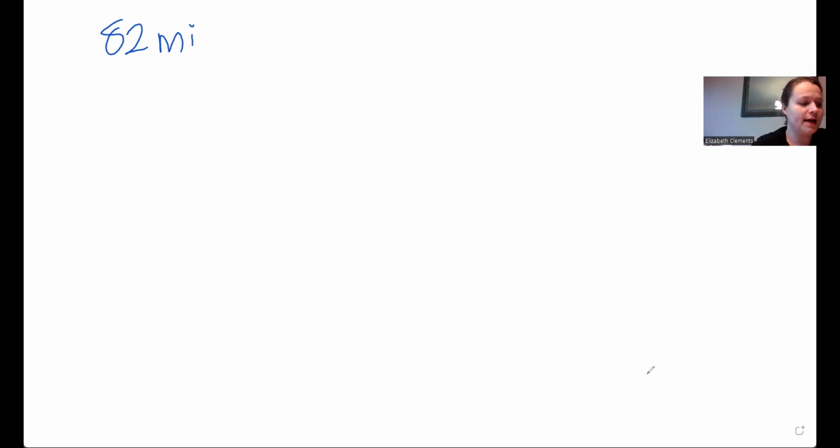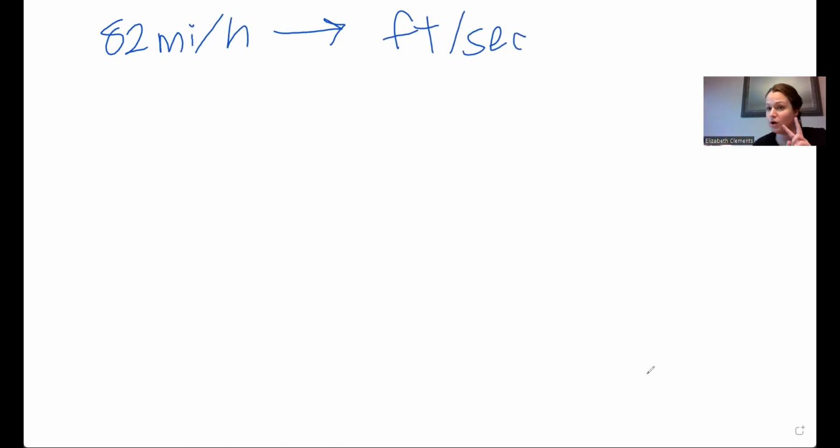So we're going to convert 82 miles per hour to feet per second. Now this one has two parts to it. We have two different things, miles to feet and hours to seconds. So I'm going to write 82 miles over, when it says per hour, that's per 1 hour. I'm going to choose which one I'm going to do first. I'm going to work with miles, so I'm going to get miles to feet.